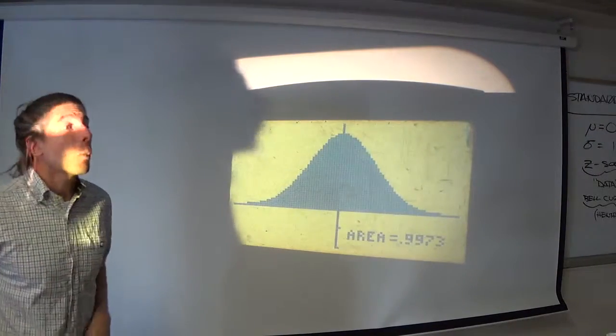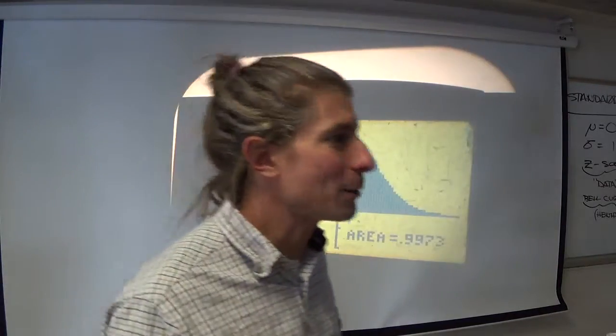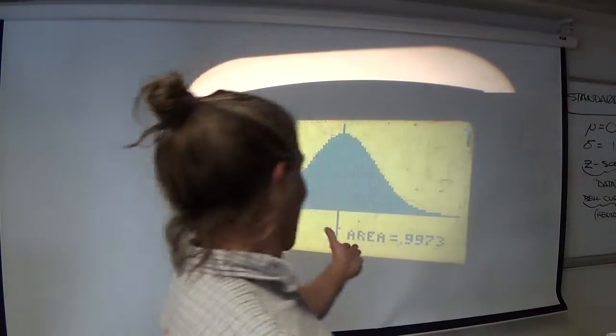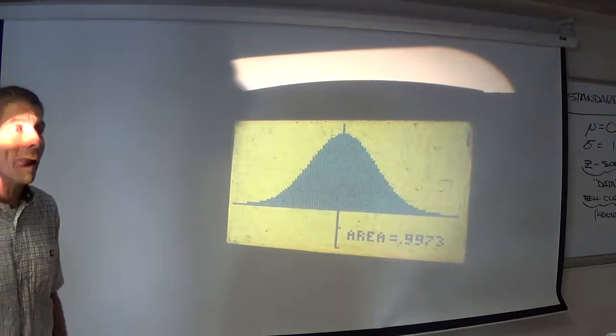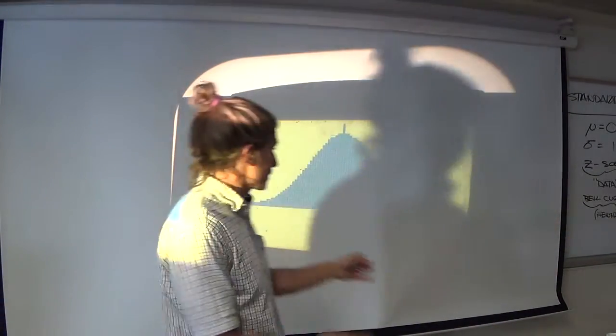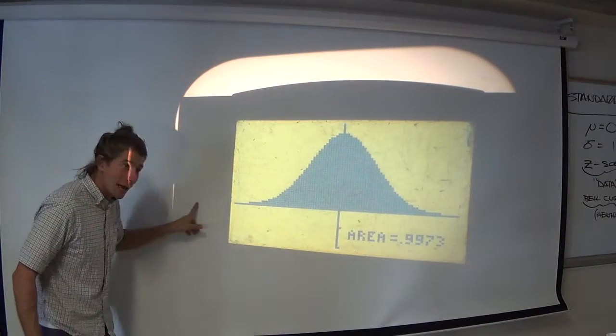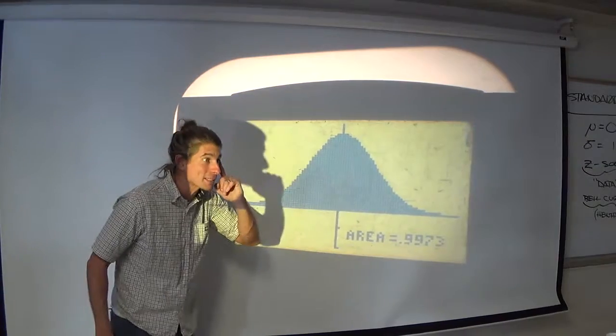Remember back in the day, everything was approximately about 68%, about 95%, almost 99.73 is just about 100%. But there's still the extreme outliers in the tail. Now your TI's resolution is too poor to show them. But there is stuff that goes out here past negative 3 and past positive 3.